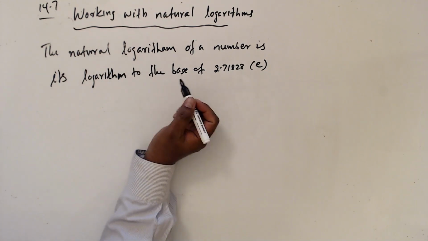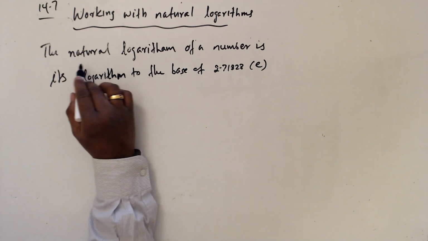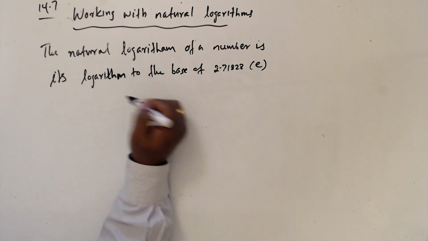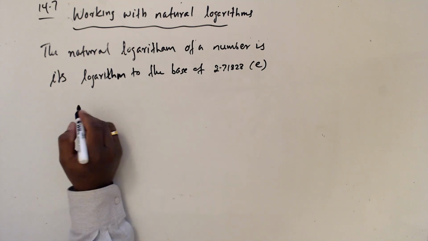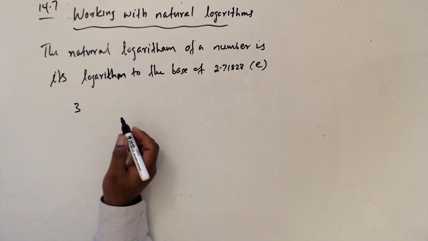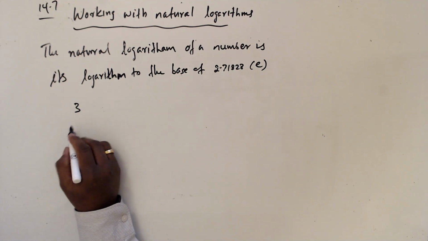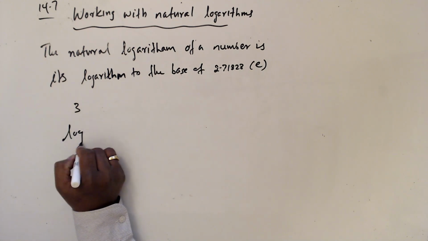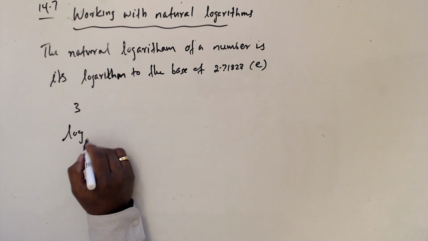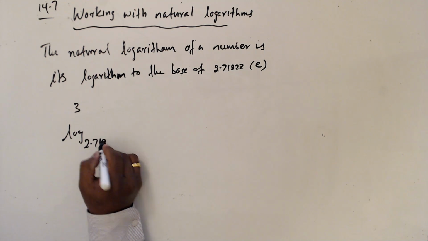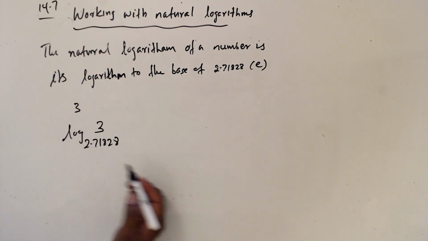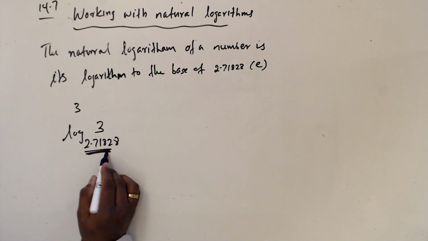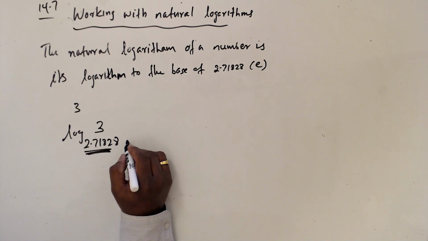14.7, working with the natural logarithms. The natural logarithm of a number is its logarithm to the base of 2.718283. Basically any number you select, let's say 3. Now if you write this number in terms of log with the base 2.718283, then you are using natural logarithm.